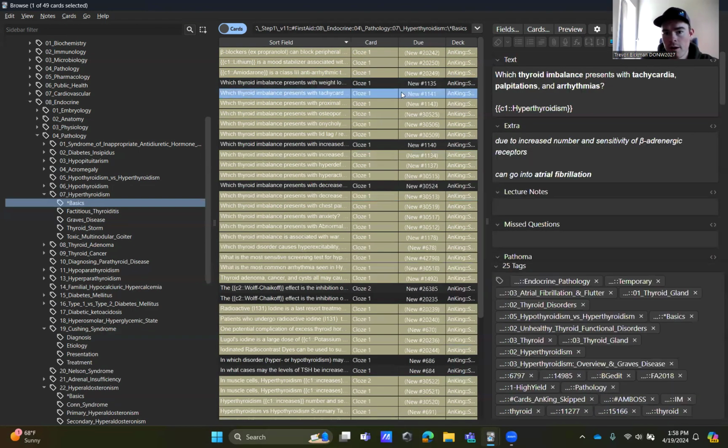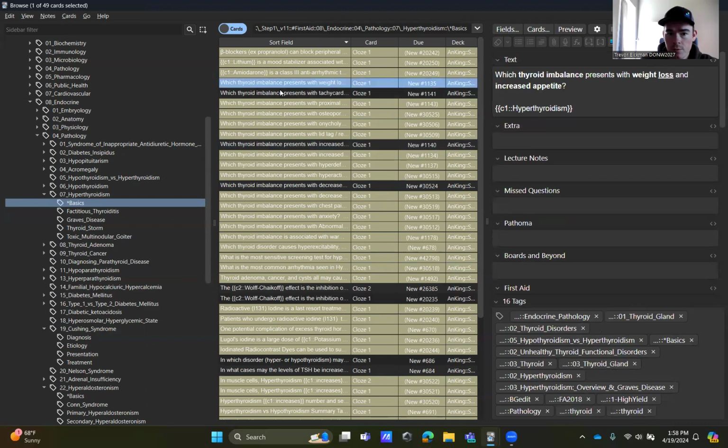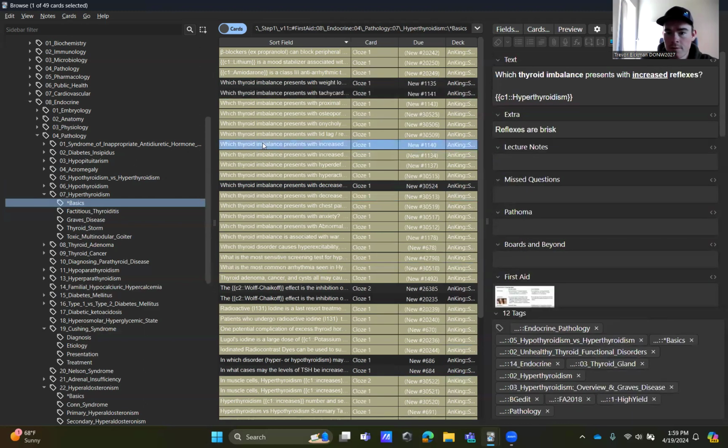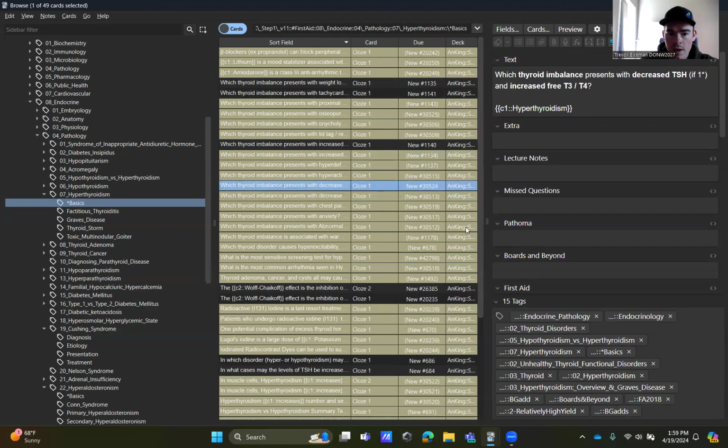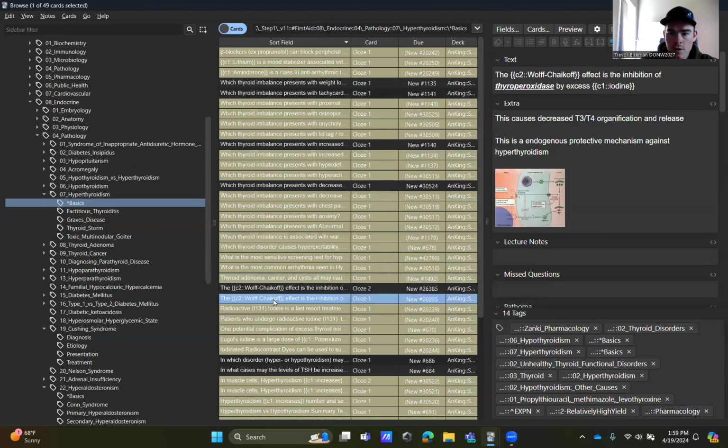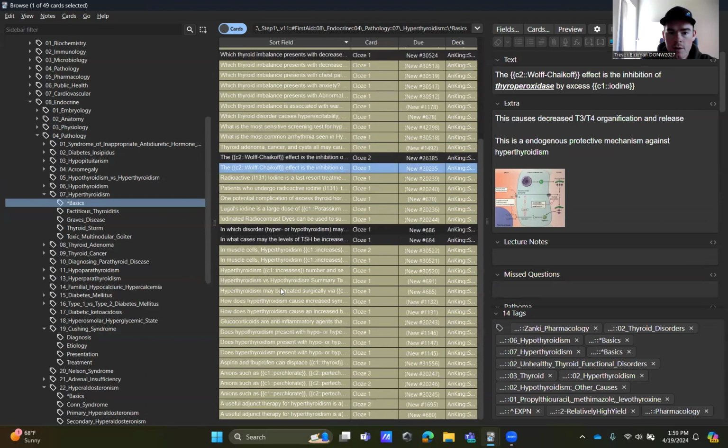You want number 4 and 5, and then this is where it's going to get a little messy. So bear with me. You're going to do 4 and 5. Then you're going to skip 4, come down to this card here, skip 3 more, come down to which thyroid imbalance. Yeah, this one that comes in here. And then again, these Wolff-Chaikoff, I believe, should already be activated, but if they're not, pick them up.